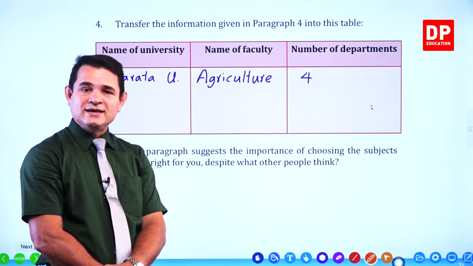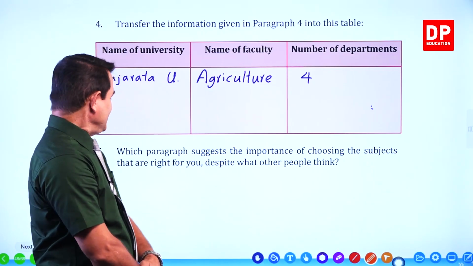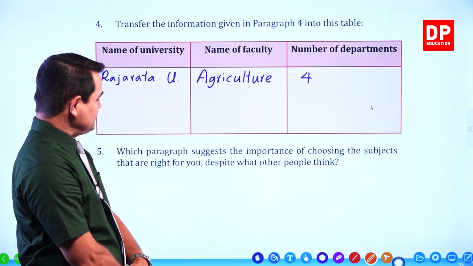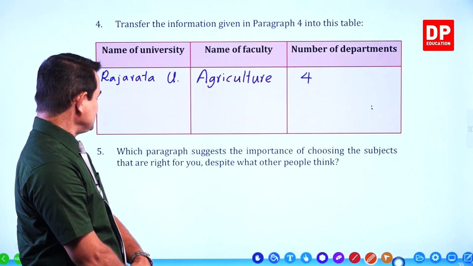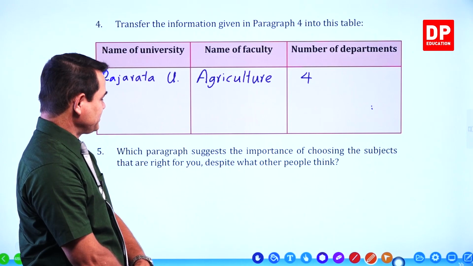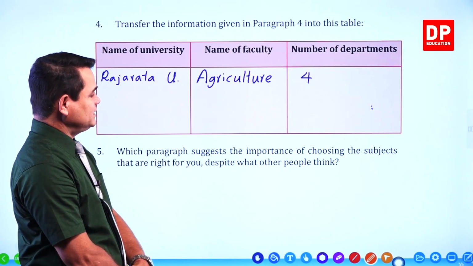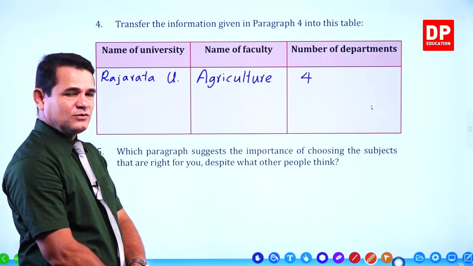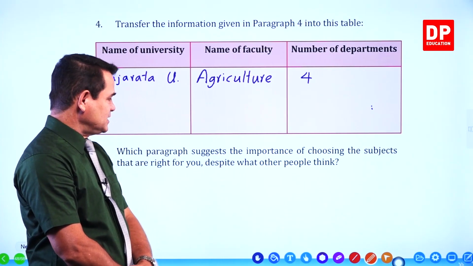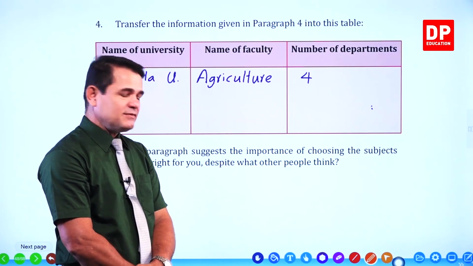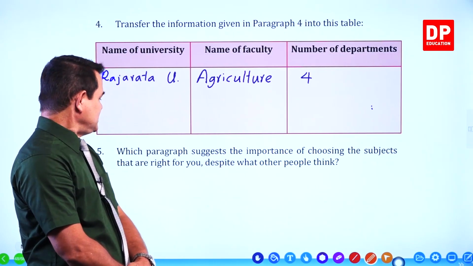I have given you one example. And the next one, which paragraph suggests the importance of choosing the subjects that are right for you despite what other people think? Which paragraph suggests the importance of choosing the subjects that are right for you?